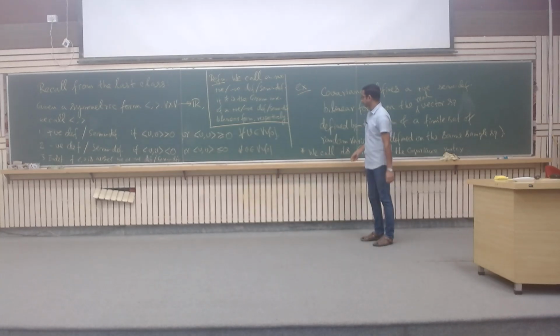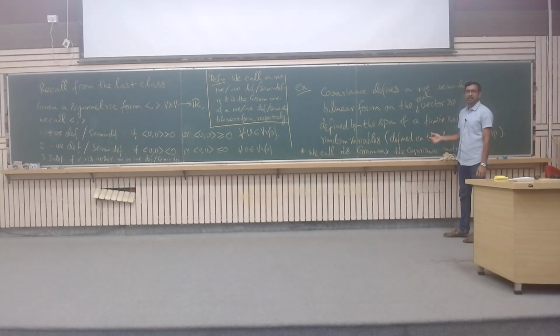Okay. I think you have seen already what random variables are, right? It's a map from the sample space to the reals such that the pre-image of any interval is measurable. The probability of that is defined.